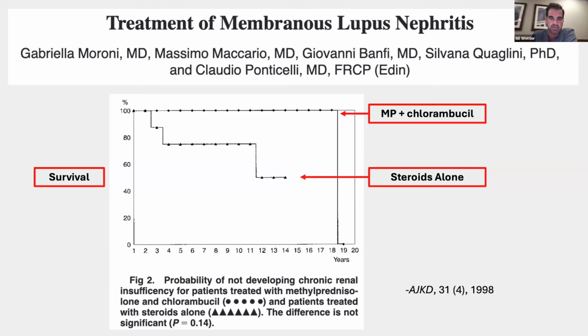And I would argue that even though this did not achieve statistical significance, these have a pretty big separation. The p-value is 0.14, and it's retrospective. I'm not saying that it means we need to be treating with Ponticelli regimen for lupus membranous, but it does look like something more may be needed, and that possibly steroids alone are not going to be that effective.